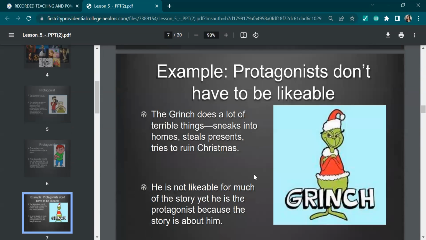The character might not be likable, but he is still the protagonist because the story is mainly about him. Protagonists don't have to be likable, just like the Grinch, who does a lot of terrible things, sneaks into homes, steals presents, and tries to ruin Christmas. The Grinch is one of my favorite Christmas movies. He's not likable for much of the story, yet he is the protagonist because the story is about him.